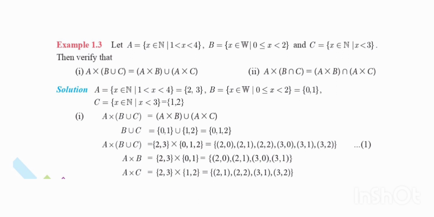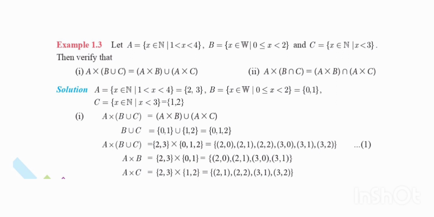So first we have to write the given sets. Actually, the sets are given in set builder form. We have to write them in roster form. For that, first we check the conditions. First, A is a natural number with the condition x lying between 1 and 4, that is, 1 strictly less than x less than 4. So the elements in A are 2, 3.